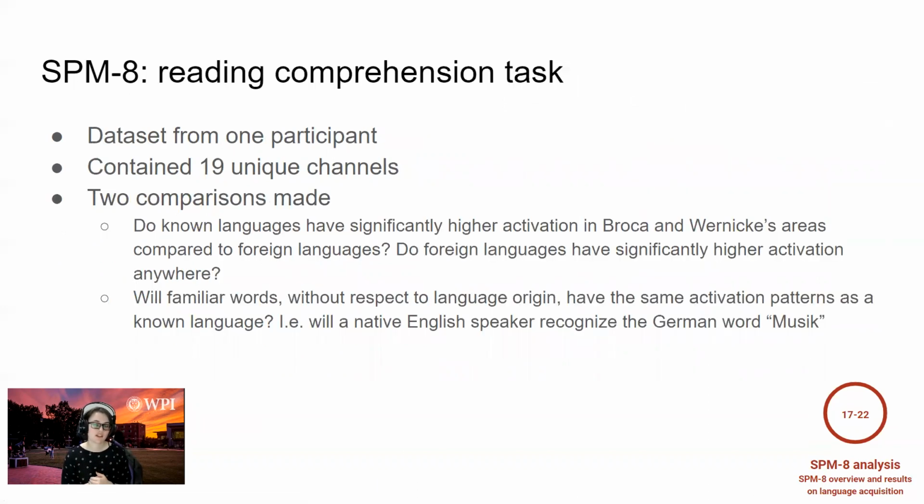So in the reading comprehension task, how we set this up is that we used one participant with 19 unique channels. Remember, that's just the connection between the light emitting and the light detecting probes. And we had the two comparisons made that I've already talked about a bit.